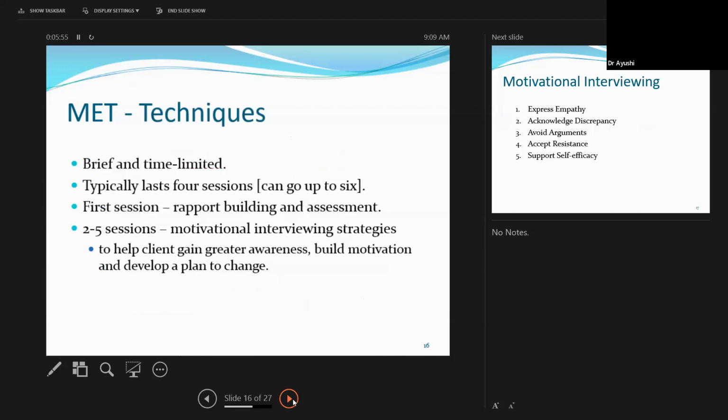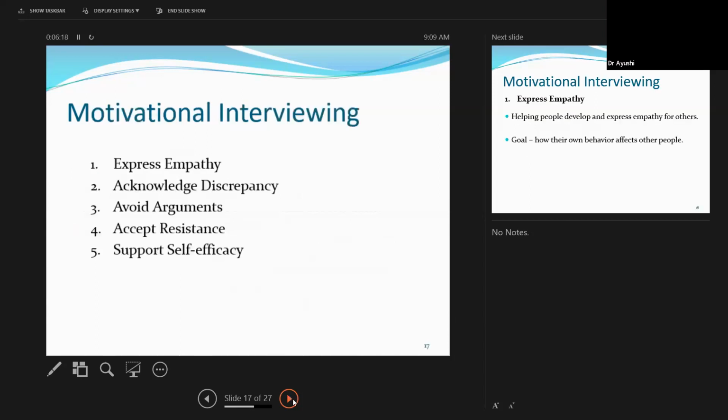Then the techniques: it is brief and time limited, typically lasting 4 sessions, but can go up to 6 sessions sometimes. The first session is rapport building and assessment. Sessions 2 to 5 use motivational interviewing strategies, which help the client gain greater awareness, build motivation, and develop a plan to change. Now, motivational interviewing includes express empathy, acknowledge discrepancy, avoid arguments, accept resistance, and support self-efficacy.